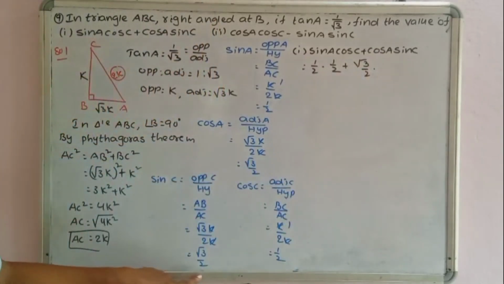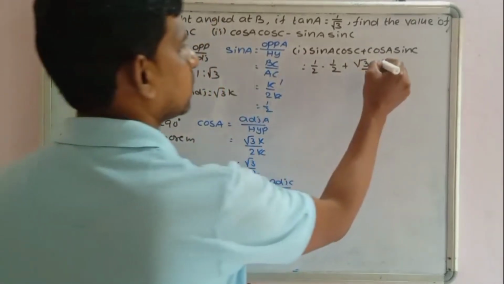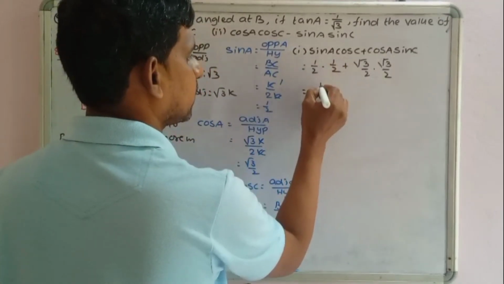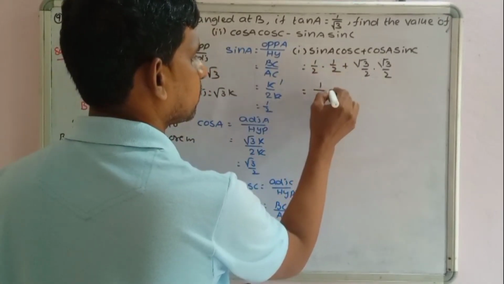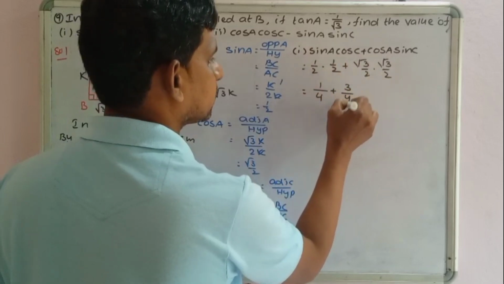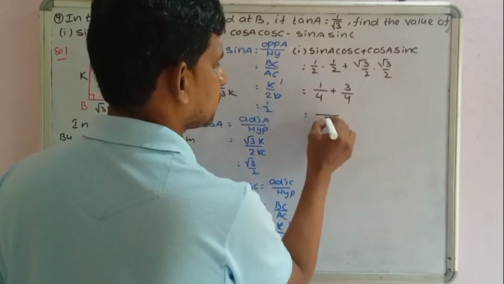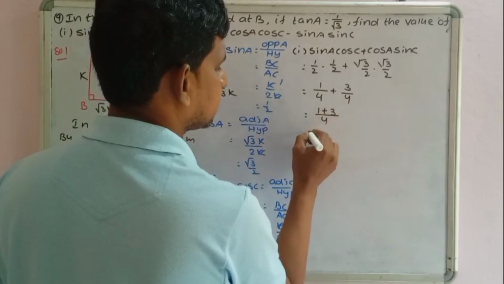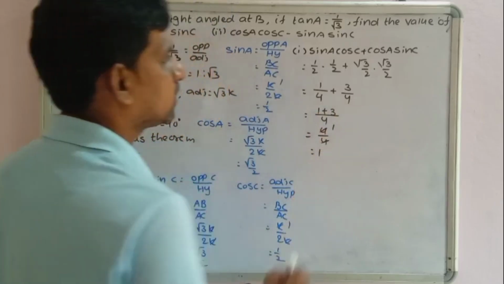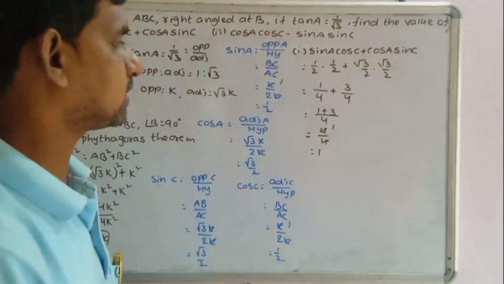Sin C value root 3 by 2, square root of 3 by 2. Now 1 into 1 is 1, 2 into 2 is 4, plus root 3 into root 3 is 3, 2 into 2 is 4. So now the denominator is same, 1 plus 3 is 4, 4 by 4 is 1. So the value of sin A cos C plus cos A sin C is 1.